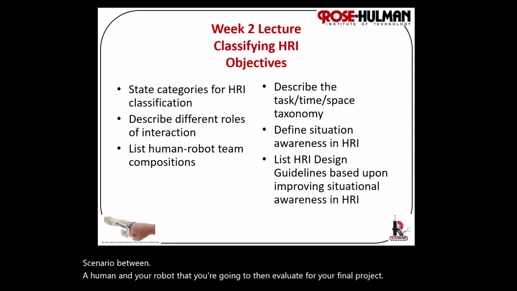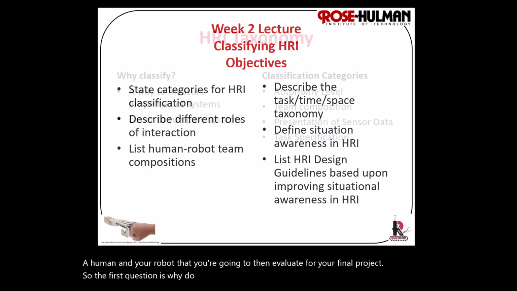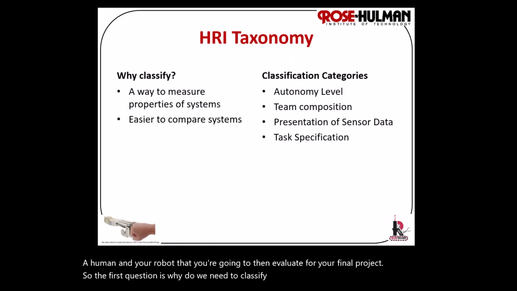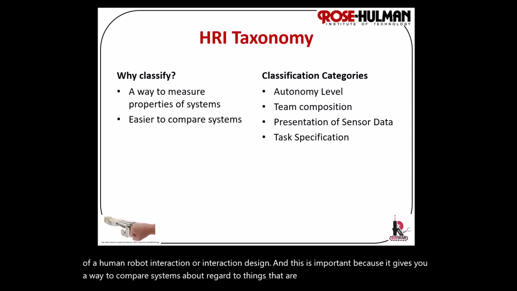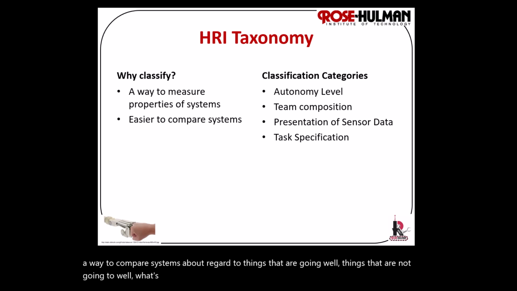So the first question is, why do we need to classify? It is a great way to measure the properties of a human-robot interaction or interaction design, and this is important because it gives you a way to compare systems with regard to things that are going well, things that are not going too well, what's working, what's not working.